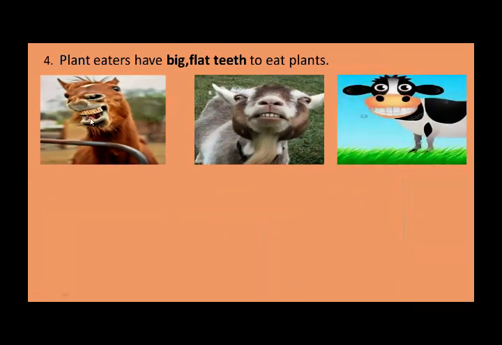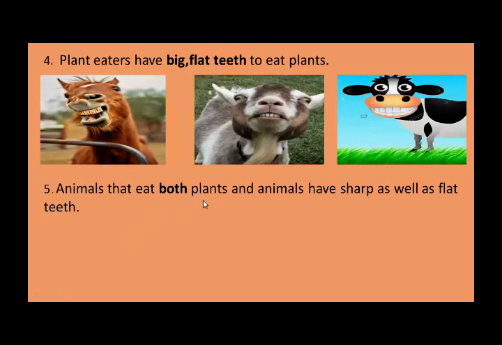Beta, did you enjoy your bakra Eid? Have you seen these animals? A goat and a cow, they have big flat teeth because they are plant eaters. They eat grass and vegetables. So they are plant eaters, and plant eaters means herbivore. So they have the big flat teeth. Plant eaters have big flat teeth to eat plants. Okay, are you clear on this?